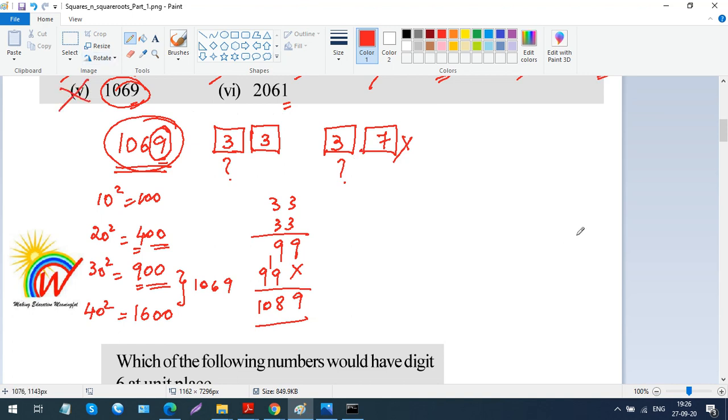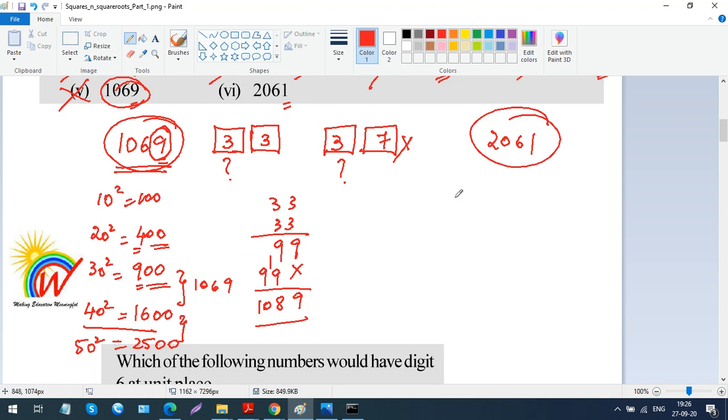Okay, now for 2061 also you'll have to check similarly. So we know that 40 square is 1600. So let's go to 50 square. 50 square is 2500, right? So this 2061 lies between 40 and 50.